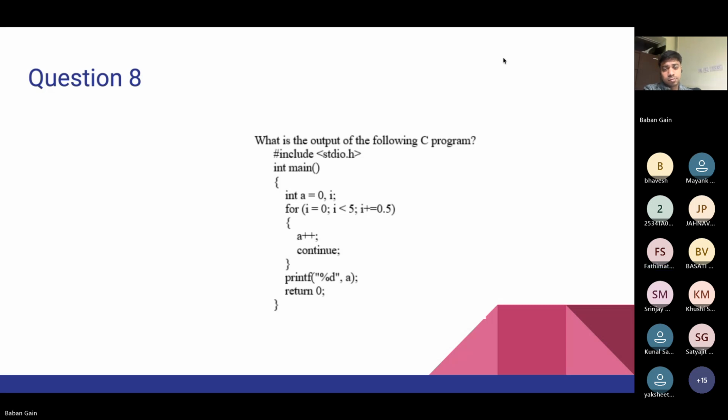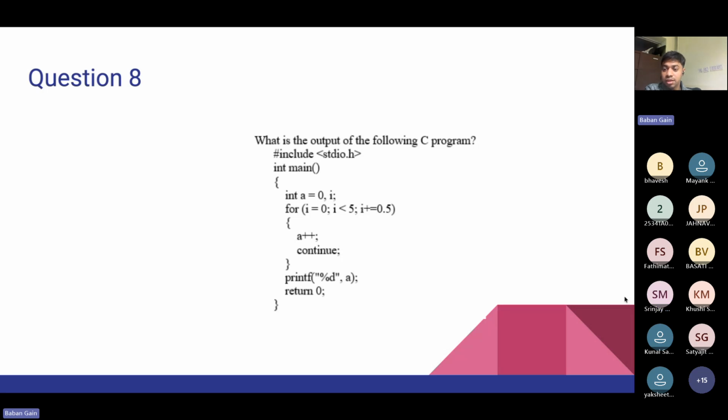As there is continue, will it go to the beginning of the loop? Yes. So it's an infinite loop. Can you explain why? Because the continue statement goes to the for loop. Sir, I got the reason. Yeah, you go ahead. Yes, sir. i plus equals 0.5, but i is an integer, so i will stay as 0 forever. Right, you are correct.